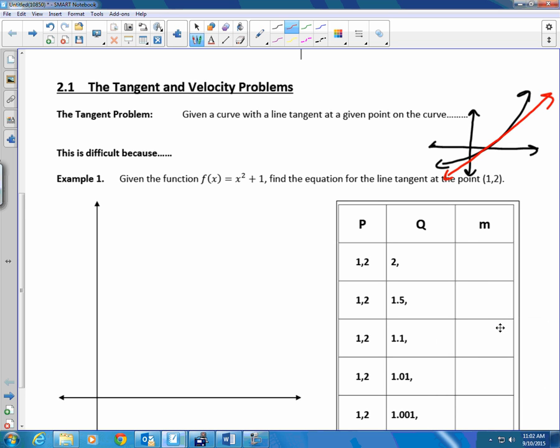So we start off here. Its tangent is touching at one spot. Great, right there. We'll call that point P. All right. Given a curve with a line tangent at a given point on the curve, here's the problem.